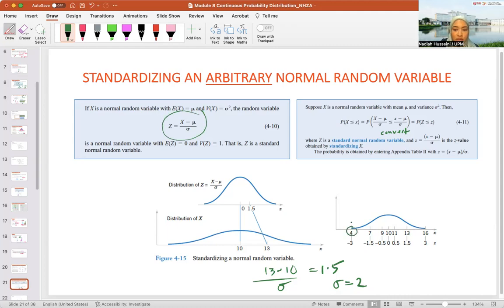Let's try to convert this. So 4 minus 10, which is the mean, divided by the standard deviation, which is 2. So 4 minus 10 is minus 6, and minus 6 divided by 2 is minus 3. So in the standard normal distribution, the value 4 is actually minus 3. If you were to refer to the table, this value exists. Okay.